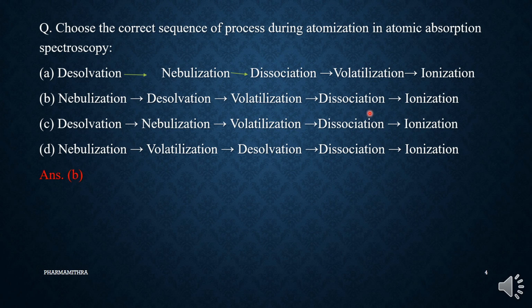And finally, in AAS, we are using the photomultiplier tube as the detector. So we want to know what is the correct order for answering this question from the analysis part.